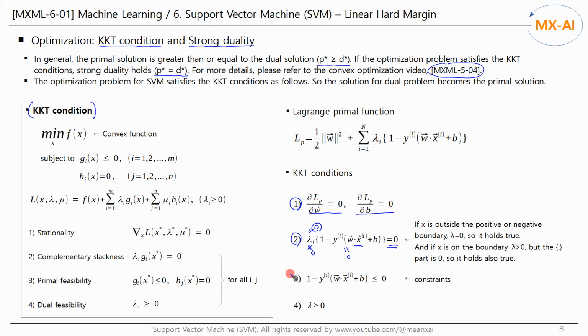The third and fourth conditions are constraints, so they are satisfied. Since the dual function of SVM satisfies all the KKT conditions, the solution of the dual function is the same as the solution of the primal function.